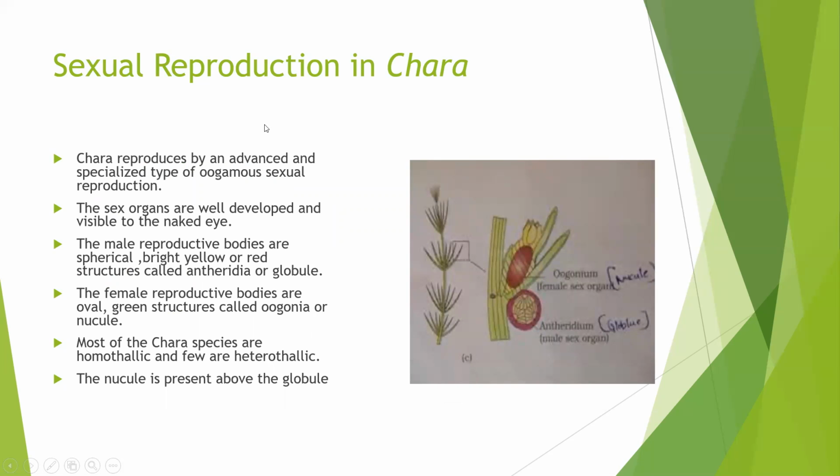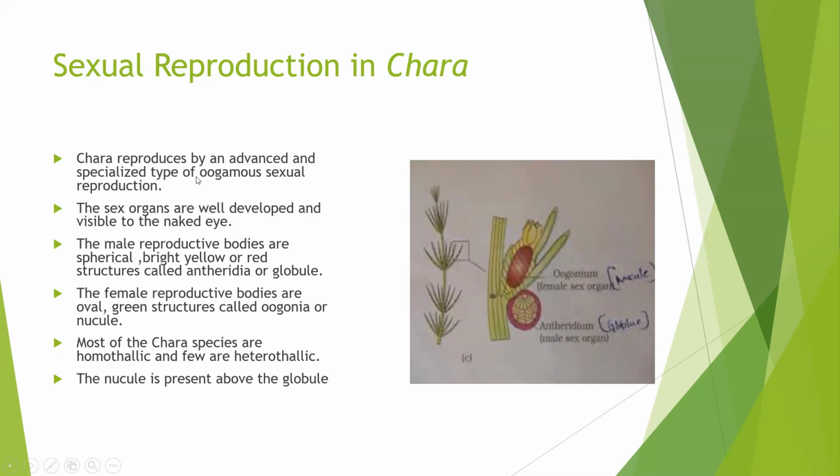Let us see here sexual reproduction in Chara. Chara reproduces by an advanced and specialized type of oogamous sexual reproduction. Here, what is the oogamous type of sexual reproduction? Oogamous type of sexual reproduction means the female gamete is larger in size and non-motile, and the male gamete is smaller in size and motile. And when the fusion takes place between these two gametes, this is called the oogamous type of sexual reproduction.